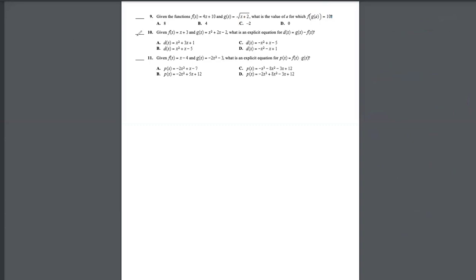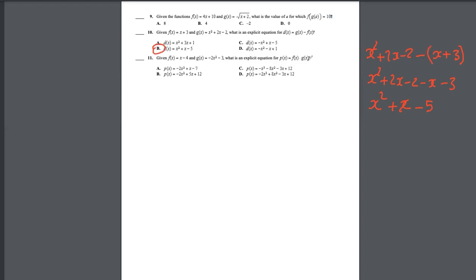So for 10 and 11, the first one, g of x minus f of x, that's very easy. G of x, which is x squared plus 2x minus 2, minus f of x. When you're minusing, always put brackets, and you get x plus 3, because you remember the minus is a sign changer. So that becomes x squared plus 2x minus 2 minus x minus 3, which is x squared plus x minus 5. And that is, oh, it shows B, yes. There we go.